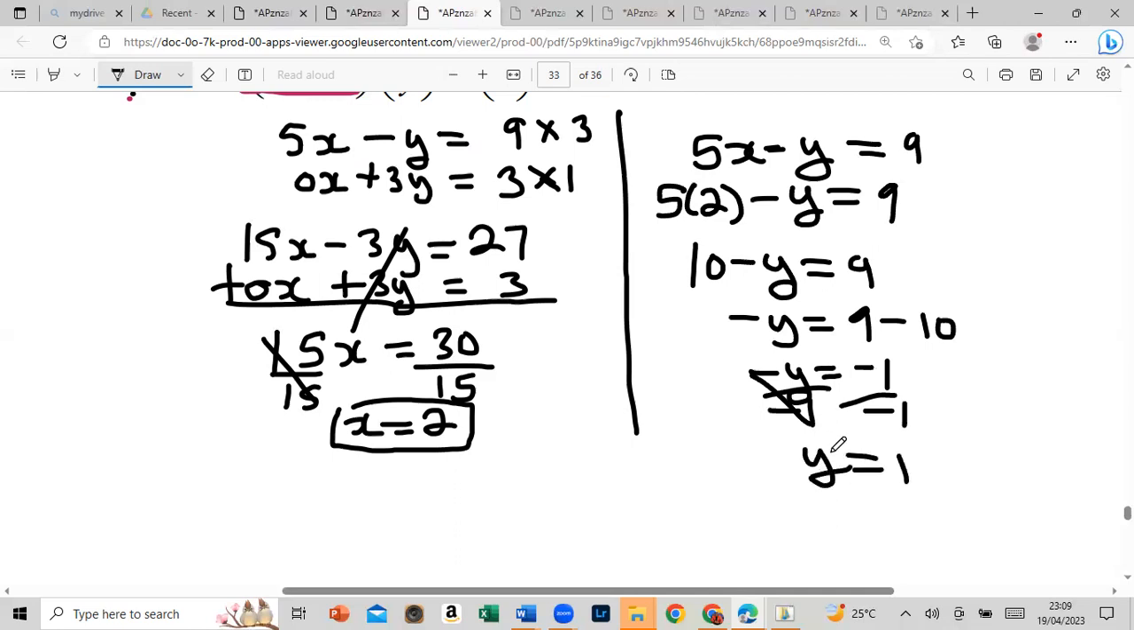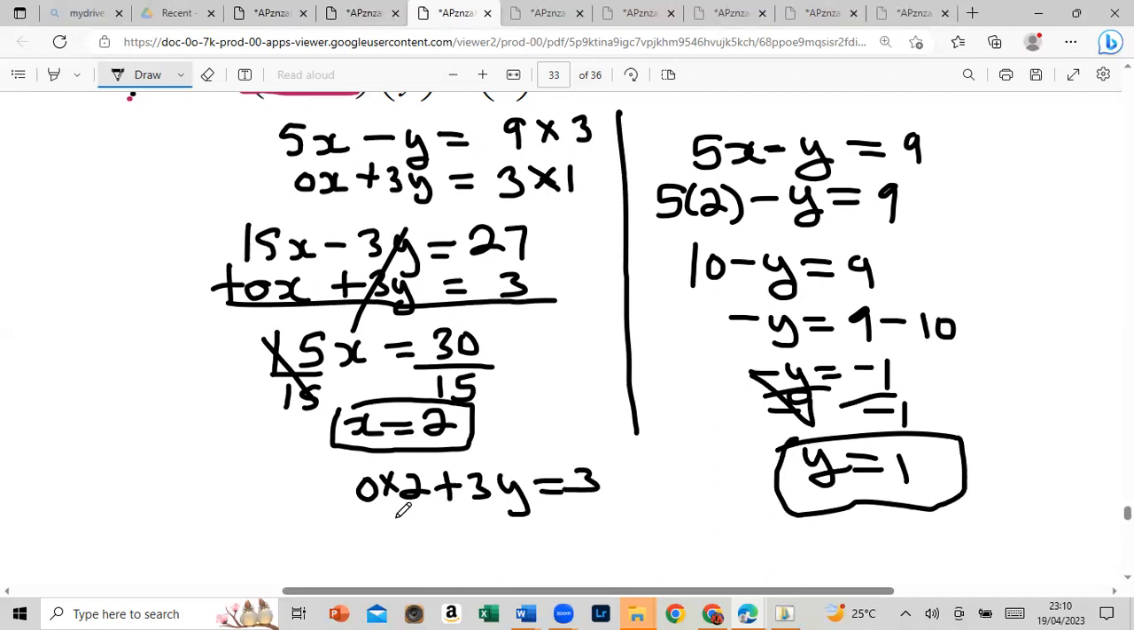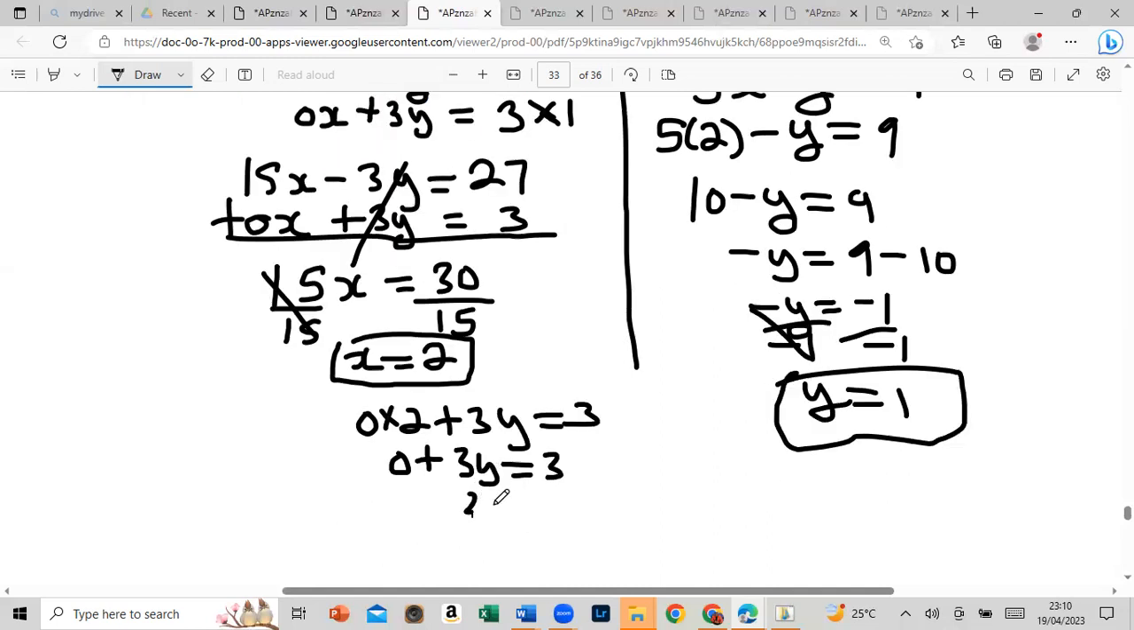Let us see what we would have gotten if we had used the 0x equation. So 0 times 2 plus 3y equal to 3. 0 times 2 is 0, so let's drop the 0. So 3y is equal to 3, and then we divide by 3. So yes, it doesn't matter which of them you use, you will get the same answer.